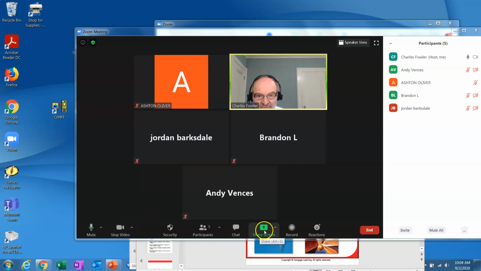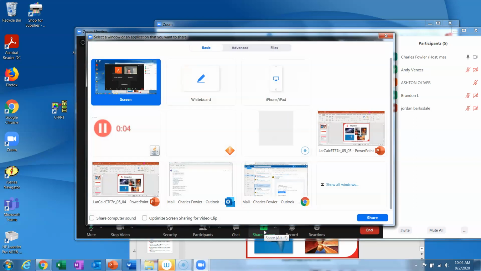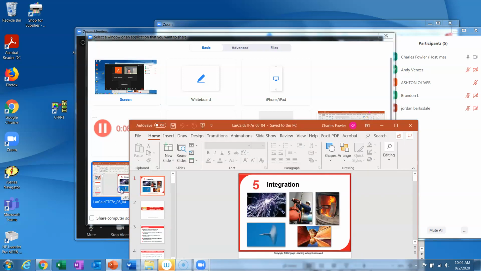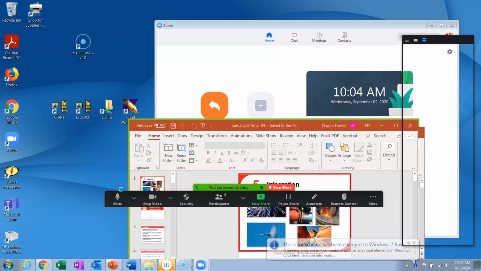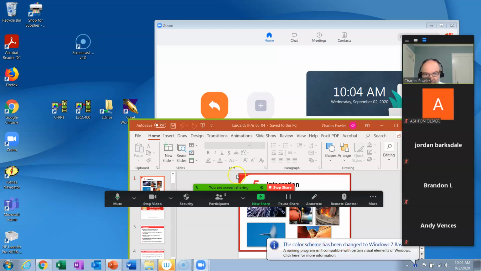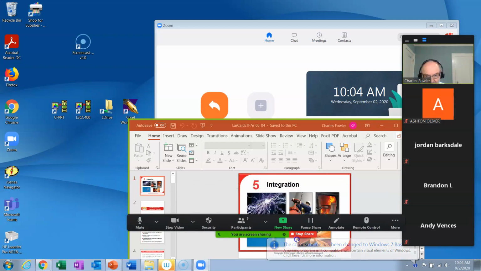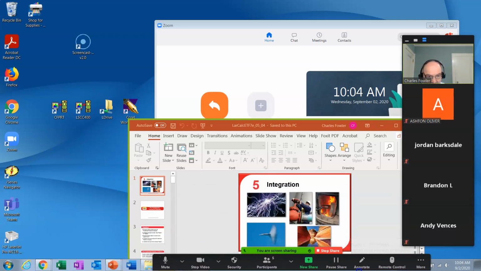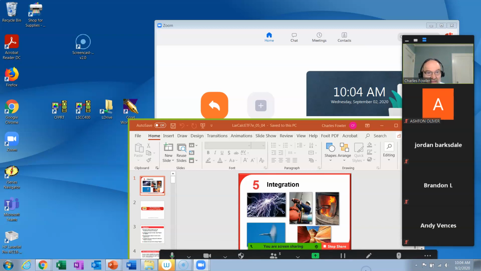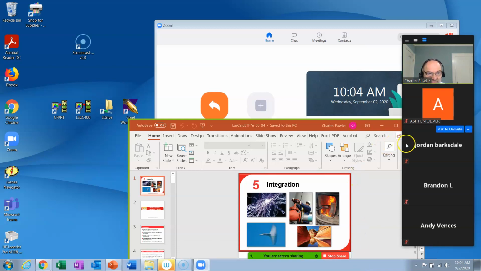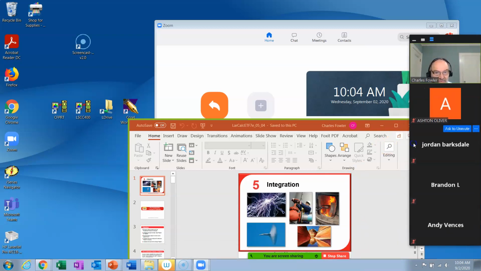And I'll do the screen share with 5.4. Okay. And I'll move this thing out of the way. And I'll move Jordan out of the way. He's in the way here. Okay, I'll scoot you over to the right.